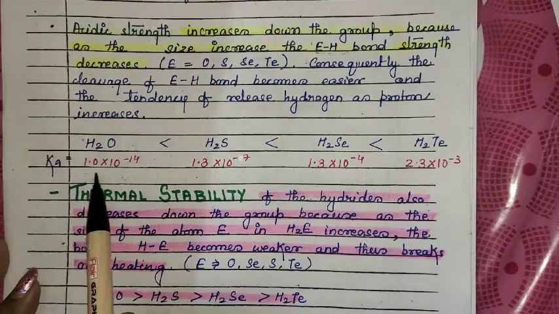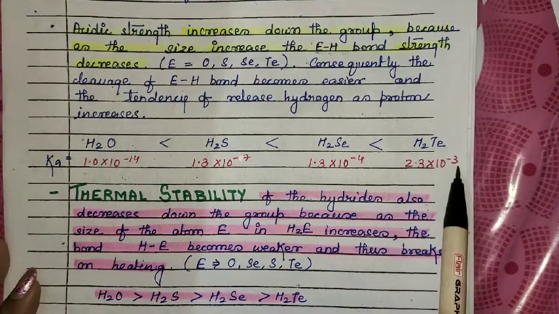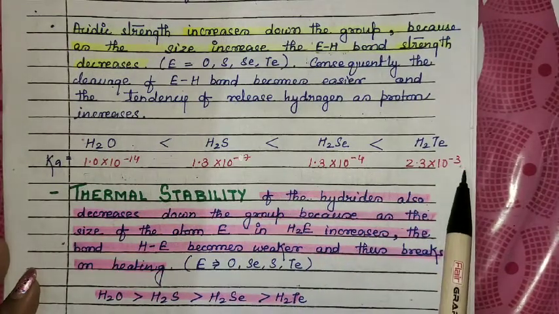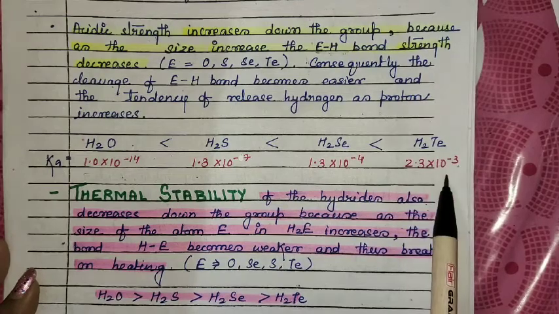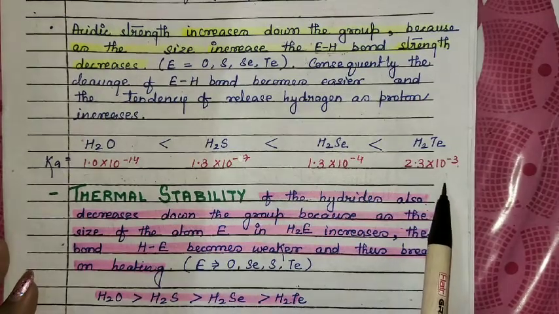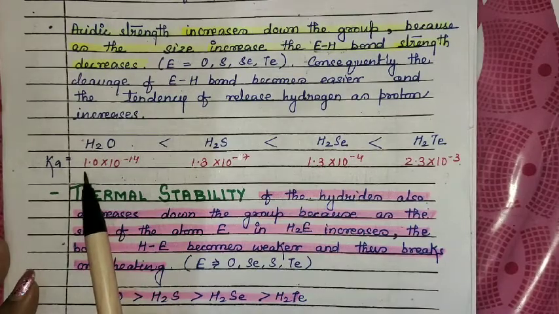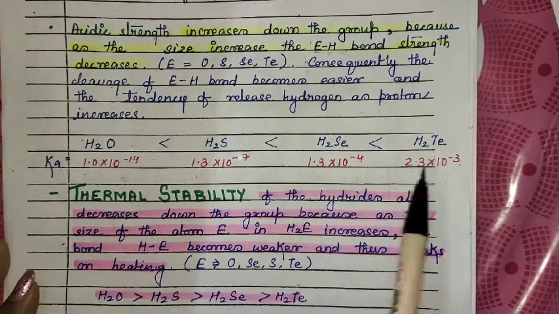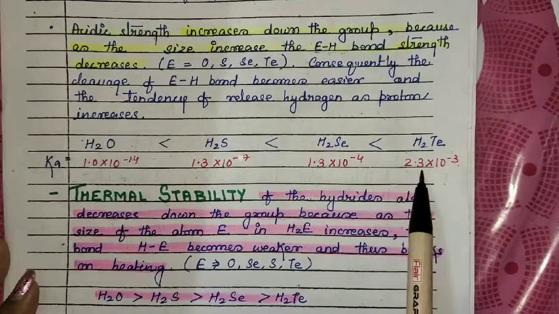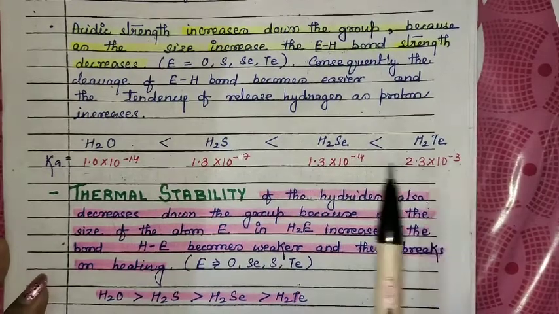The comparison can be seen with the help of these Ka values. We know higher the value of Ka, stronger is the acid. So here for H2O, Ka value is 1 x 10^-14, but for H2Te it is 2.3 x 10^-3.